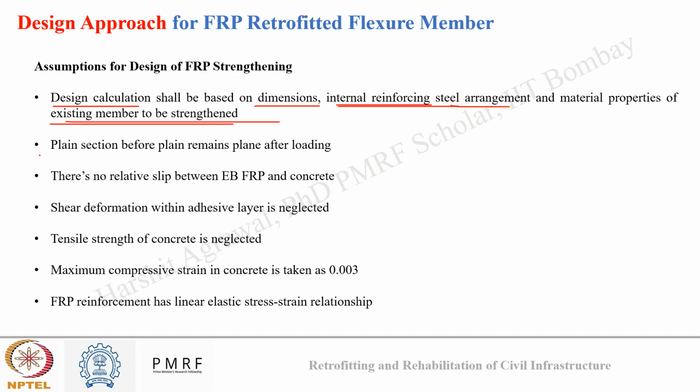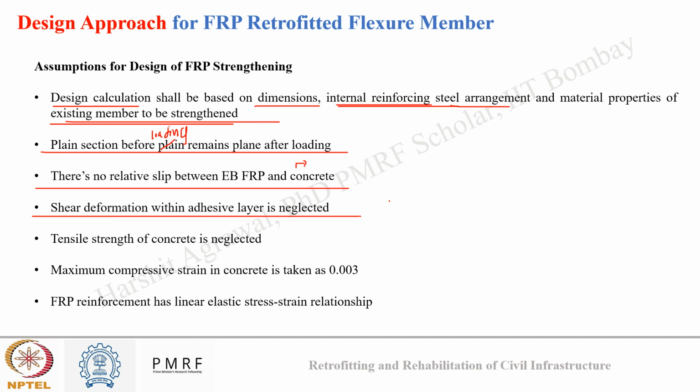A plane section before loading remains plane after loading. This is a very basic assumption that has been carried on from the IS 456 design. There is no relative slip between FRP and concrete, so that there is strain compatibility between them. Shear deformation within the adhesive layer is neglected. So when we are talking about externally bonded FRP, we use certain adhesive to bind the FRP to the concrete, to the infrastructure, and we are neglecting any kind of shear deformation within the adhesive for design purposes. The tensile strength of concrete is neglected, which is very common.